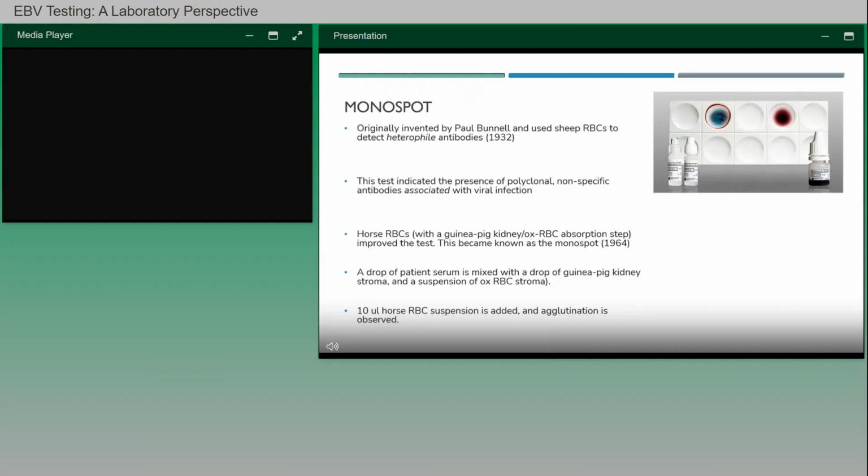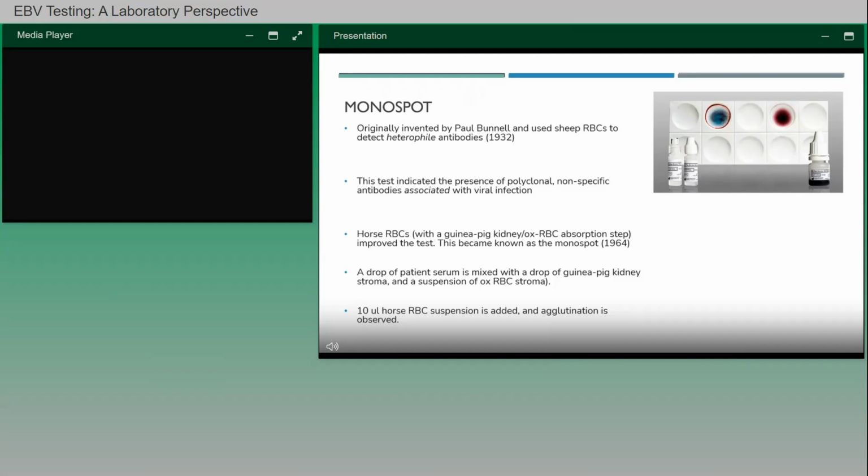So if you've been in the lab and you've done this test, not all labs do this anymore. Our lab no longer does the Monospot, but you would add a drop of patient serum, mix it with a drop of that guinea pig kidney stroma, and that helps increase the sensitivity. And then you add 10 microliters of horse RBC suspension, and you look for agglutination. And if it's there, then you call it positive.